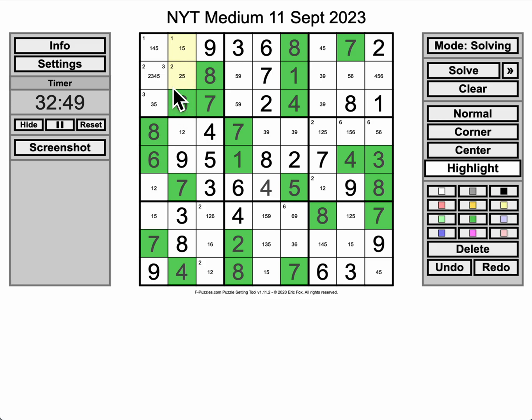Okay, wait a minute. This can't be one of two places for 2, 3, and 4. It doesn't make any sense. Yeah, those markings don't make sense.